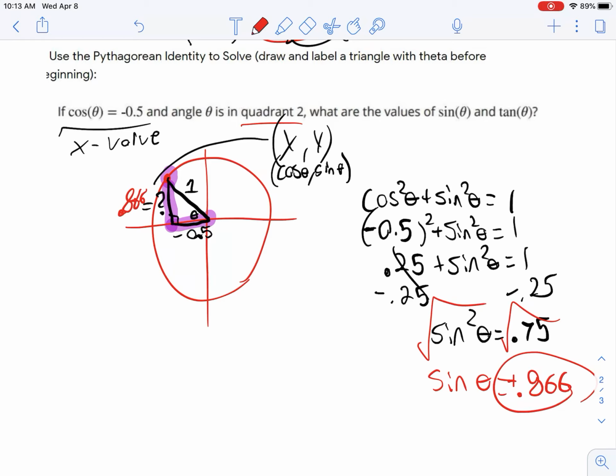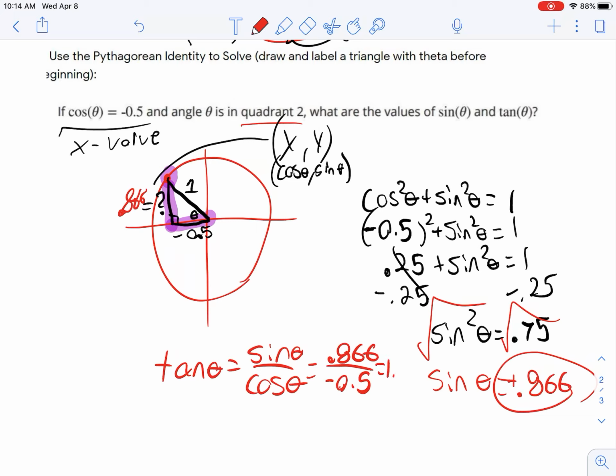0.866. And what we need to do is find our tangent. Tangent of theta is equal to, once again, sine over cosine. So we're going to take 0.866 and divide it by our cosine, which is negative 0.5. And when we do this, 0.866 divided by 0.5 is going to give us 1.732. And it's supposed to be negative. It's negative 1.732. And that would be your answer for tangent.